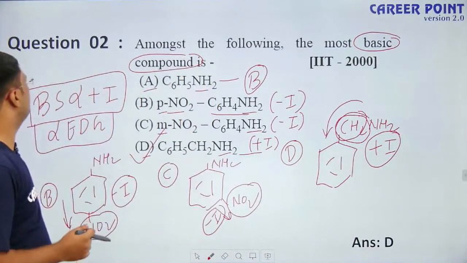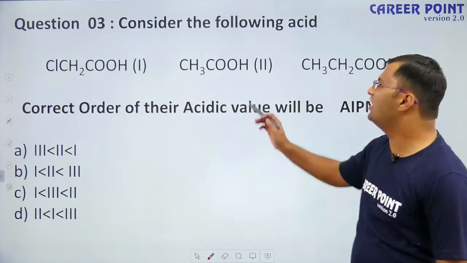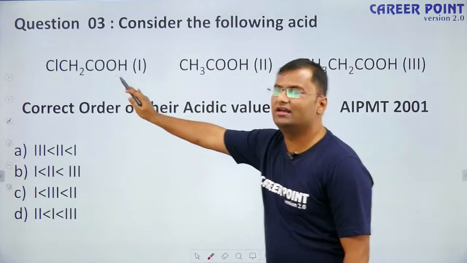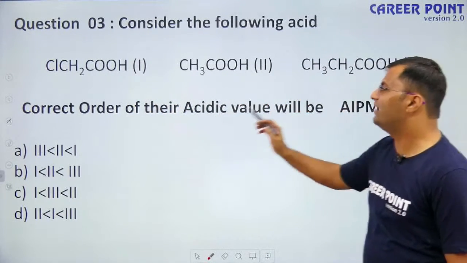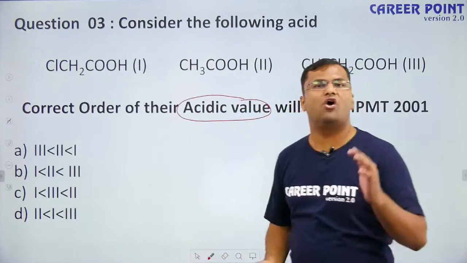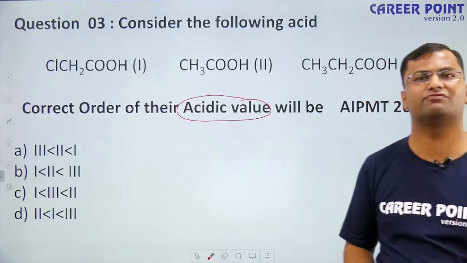Clear? We will go for question number 3. Now in this, among all these groups, you have to find what? Consider the following acids. This is the first, this is second, this is third. You have to write the correct order of their acidic strength. Again, questions on acidic order or basic order are always asked in NEET.